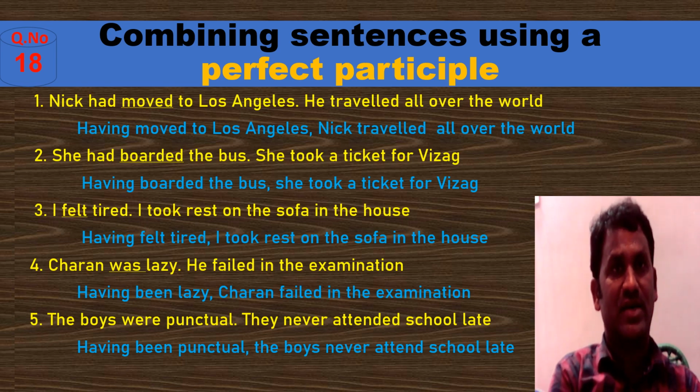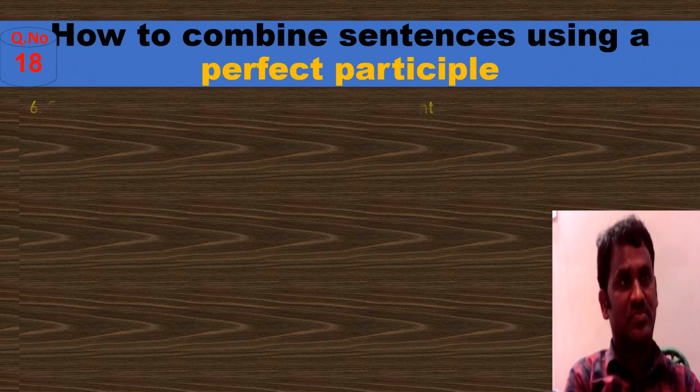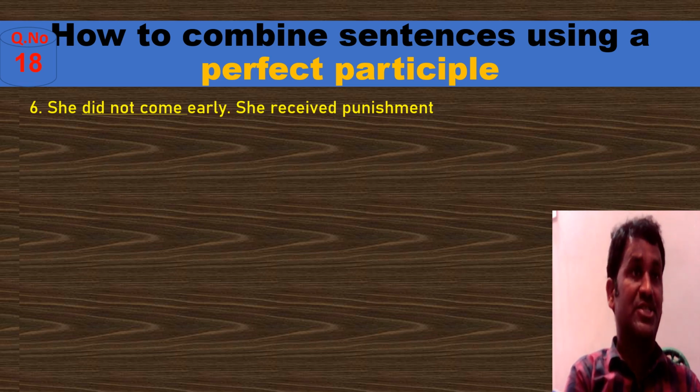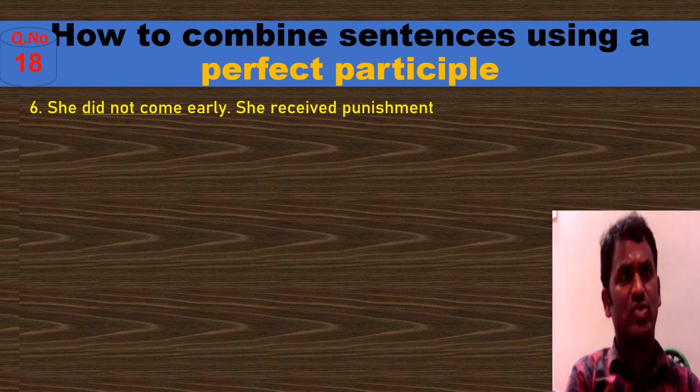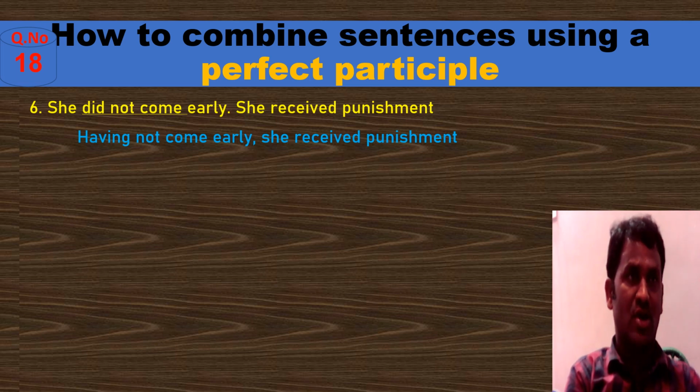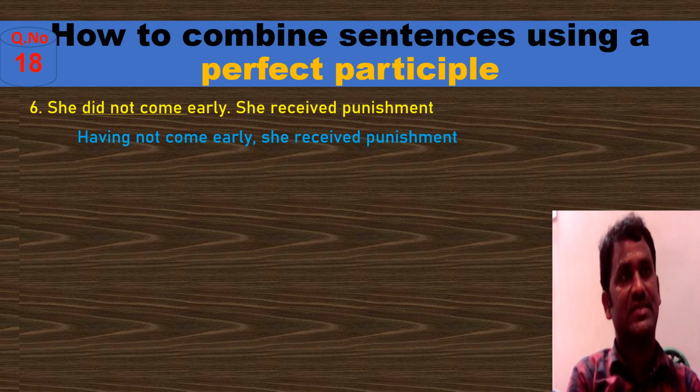Next example, let us see how they are. She did not come early, she received a punishment. Here not is there. So earlier as usual, not should be kept at the beginning. See, we can put it at the beginning, or after having. We can say having not come, or not having come. We can say it in both ways. Having come, because come, came, come are three forms, and the third form is also come. So having come, not is included. She received punishment.